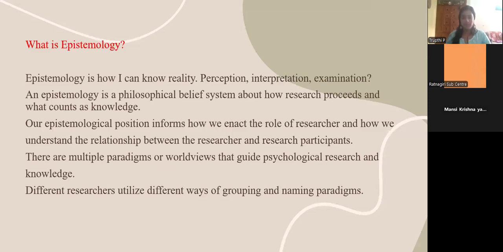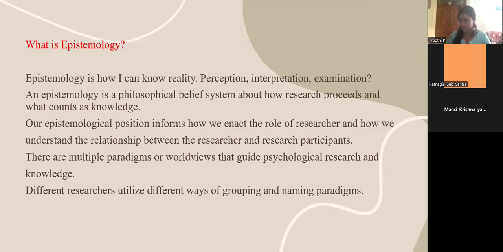Now, next is what is epistemology. Epistemology is how I can know reality. Ontology is the questions that you have; epistemology is how you are going to get answers to these questions, whether through perception, interpretation, or examination. Epistemology is a philosophical belief system about how research proceeds and what counts as knowledge itself.